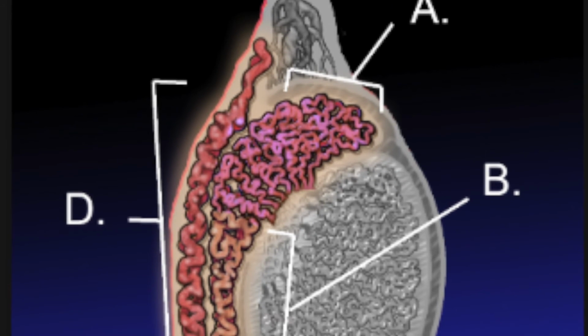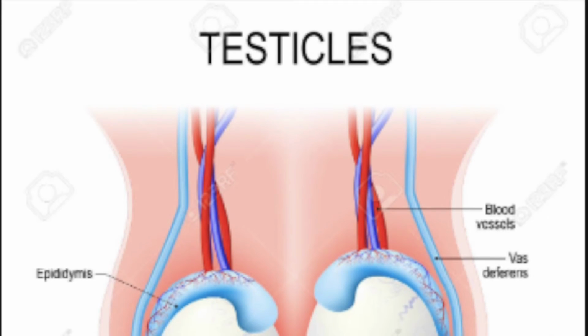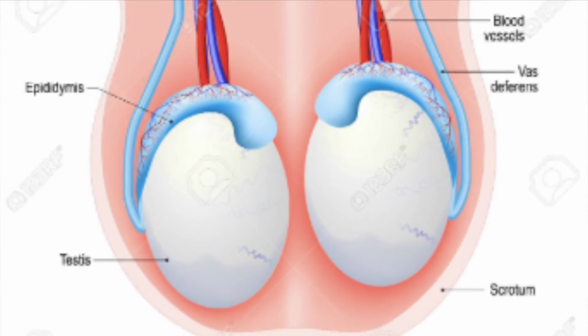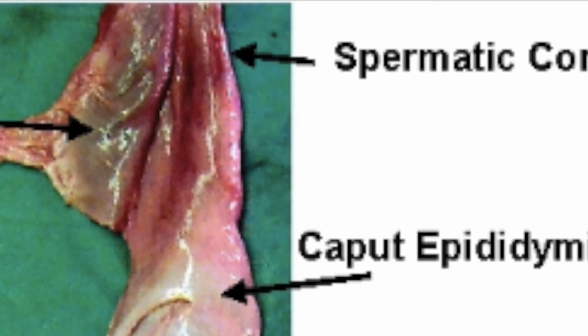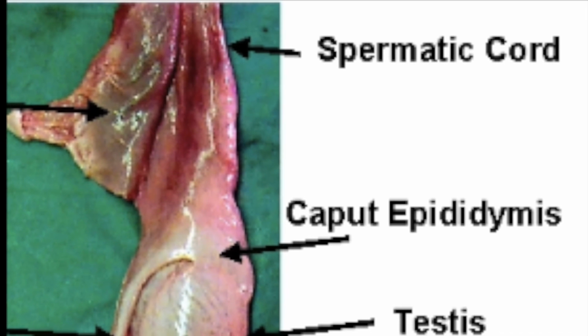The epididymis is a long tube that stores the sperm and transports it from the testes. The testicles are two small oval-shaped sex glands that produce sperm and sex hormones. The spermatic cord facilitates the passage of semen and supplies blood to the testicles.